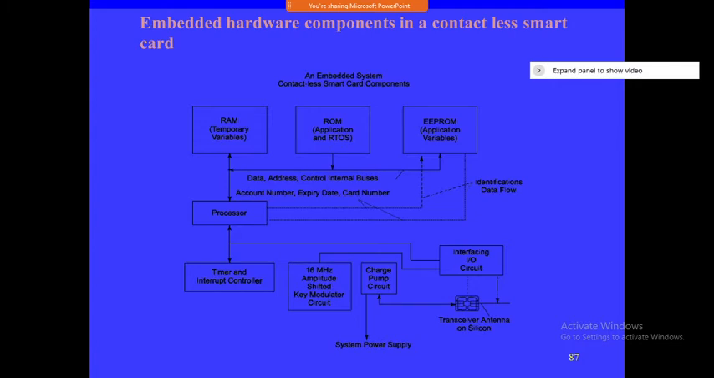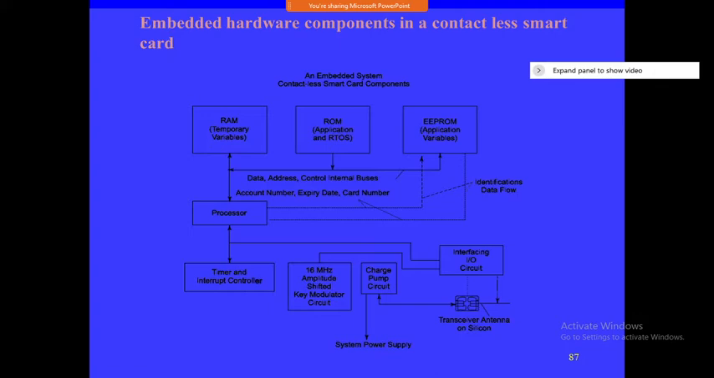Next, this diagram shows the abstraction of the hardware and the software in the card. What are the embedded hardware components in the system? Here we will see one by one. The processor is compulsory, one processor is required. That processor will be a microcontroller or a microprocessor, used for processing in the system. Next, RAM is there, used for handling the temporary variables.